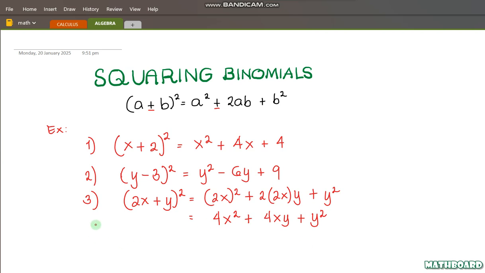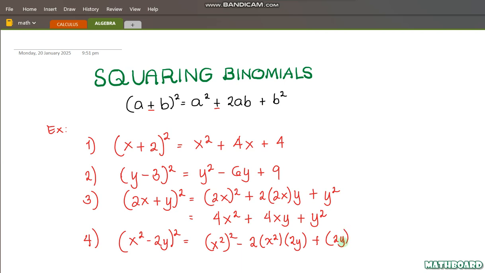Okay? So last one. Let's say we have (x squared minus 2y) raised to 2. What is the answer here? So this becomes square the first. Then since this is minus, we put minus twice the product. So x squared times 2y. Then the square of 2y, plus (2y) squared.